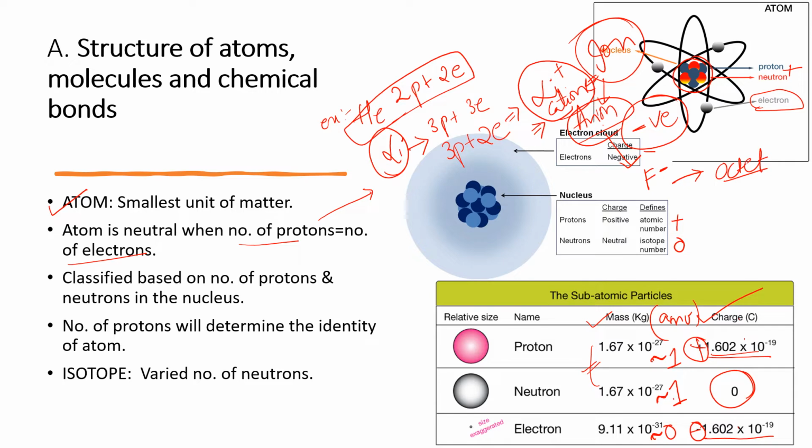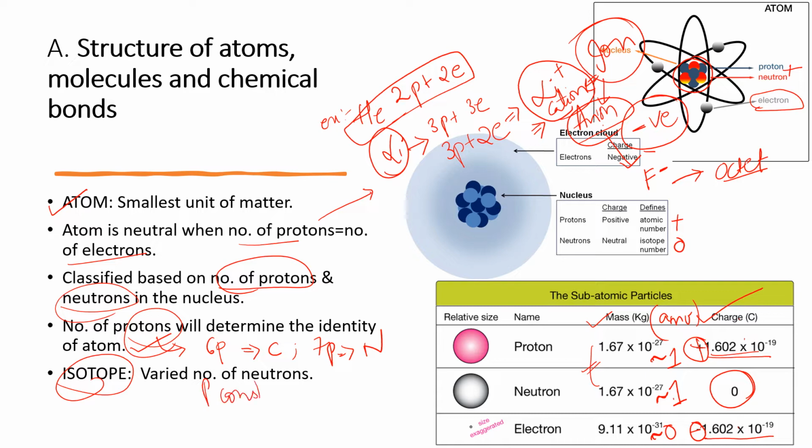Next, the atoms are also classified based on the number of protons and number of neutrons in the nucleus. And the number of protons will determine the identity of an atom. So if it is 6 protons, then it is carbon. But if it is 7 protons, then it becomes nitrogen. So protons are determining the identity of an atom. And isotope is another important definition. Isotopes have a varied number of neutrons while the protons remain constant.